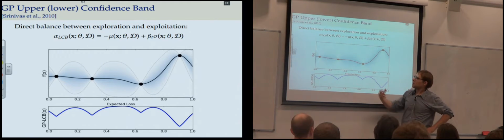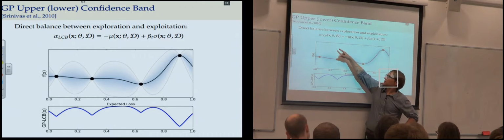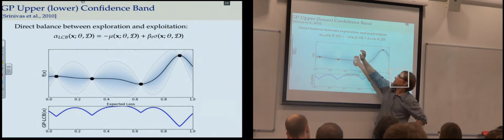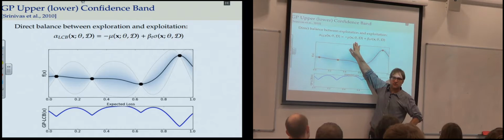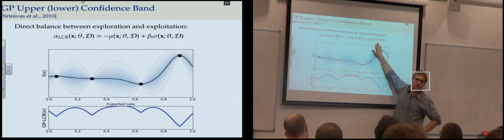If you see, when you define the upper confidence bound at a point in the domain, given some parameters of the GP and some data set, this is basically the mean plus a positive constant times the standard deviation of the Gaussian process.